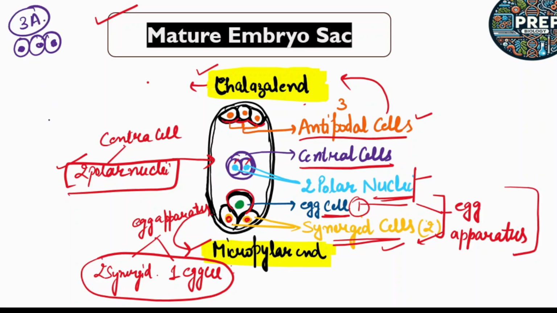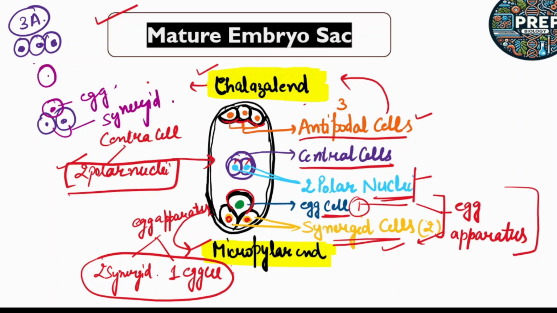And at the micropylar end, we have 2 synergid cells and 1 egg cell. And at the middle we have the central cell, and the central cell contains 2 polar nuclei. So this is the arrangement of the cells in the mature embryo sac.